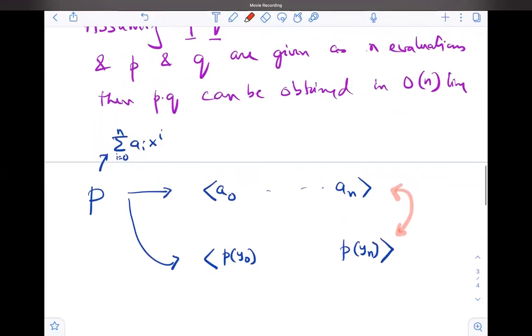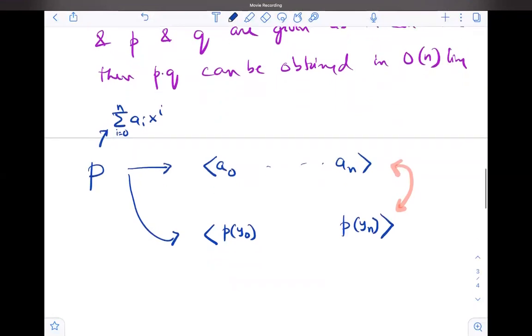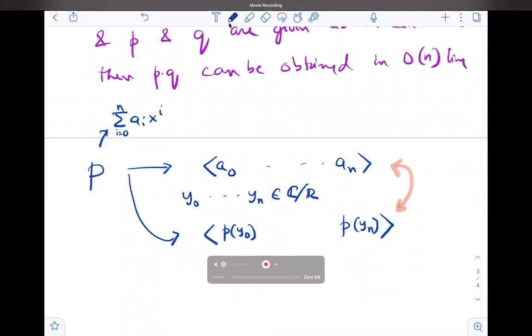Okay, so you fix some set of values y0 to yn in the field in which we are working. They're all distinct points. And the second representation is the evaluation of the polynomial at those fixed points. If I have a polynomial of degree n and I give you the evaluation of the polynomial at n plus 1 distinct points, I am uniquely telling you what the polynomial is. Yes, it's simple interpolation.